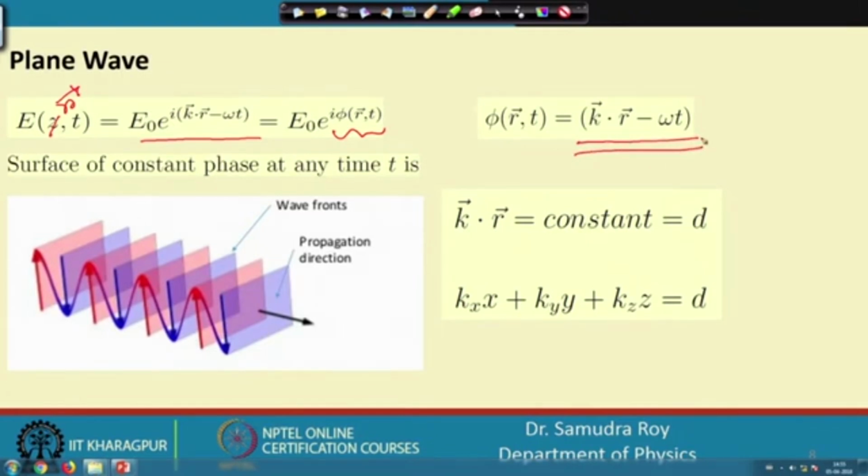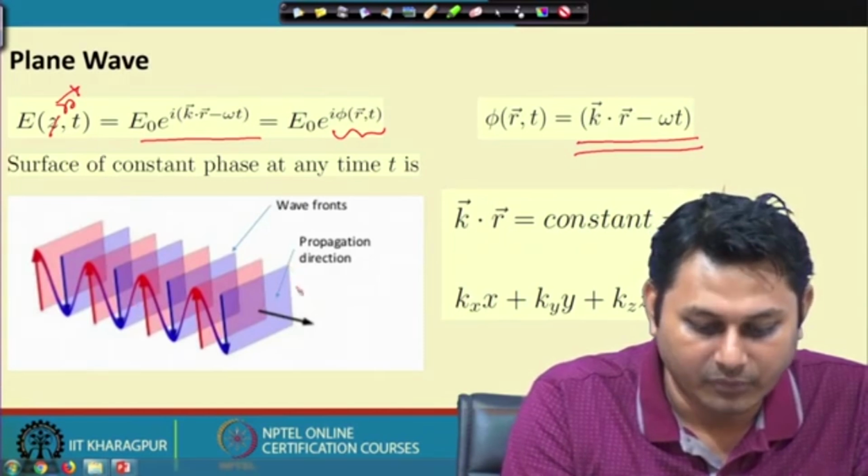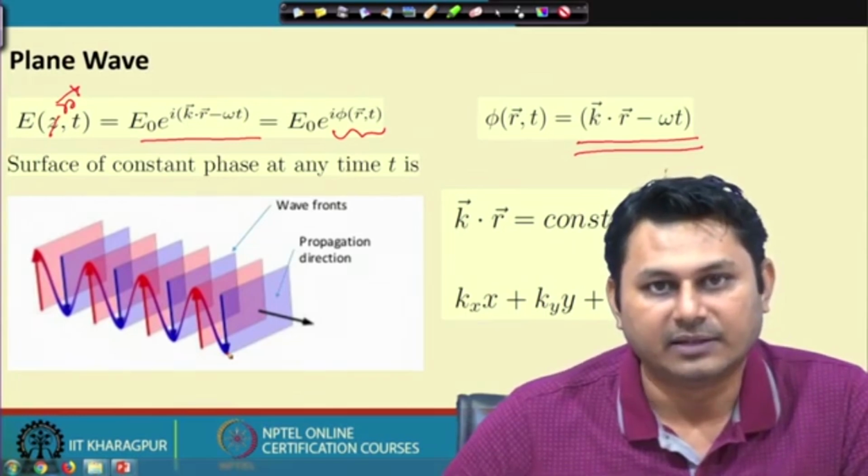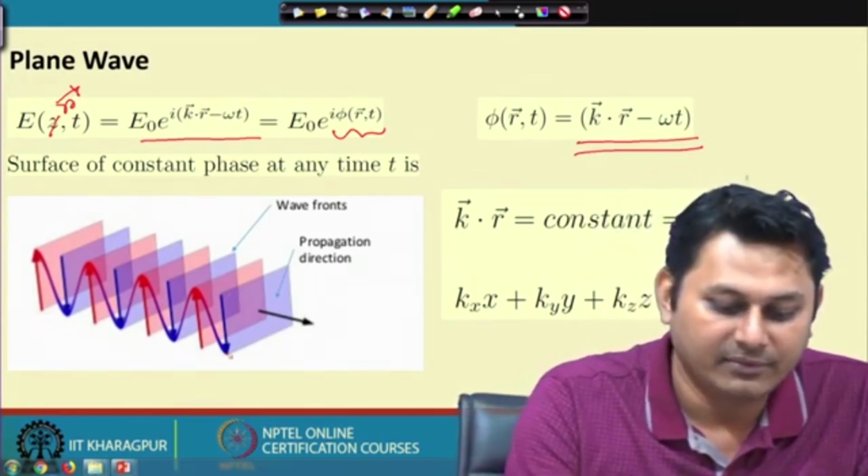So, what is the meaning of plane here? This is a wave that is moving, and the surface of constant phase at any time t is the phase front, we call it the wave front. So, this wave front is nothing but the surface of constant phase at any time t. A figure is shown here. In this figure we can see the wave is propagating. When the wave is propagating, we have a wave front, and this wave front is nothing but the surface of constant phase. That means, when the phase is constant, we have a surface.